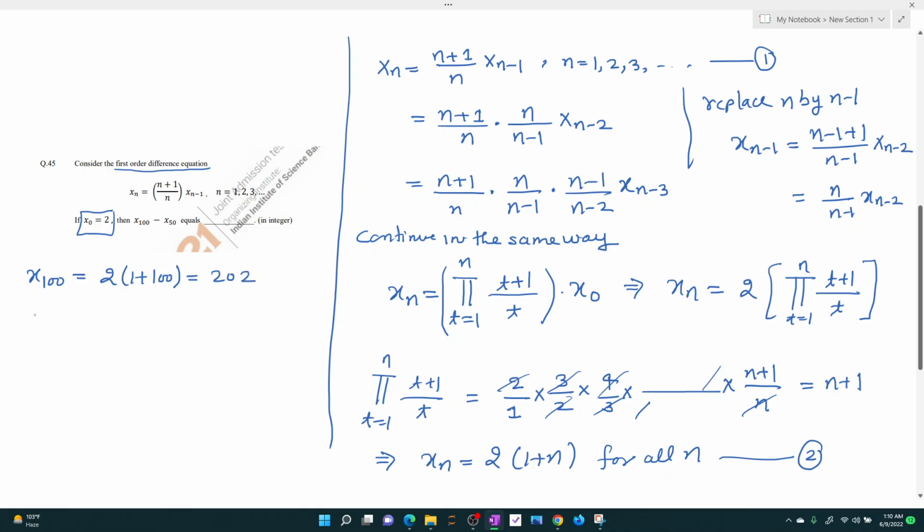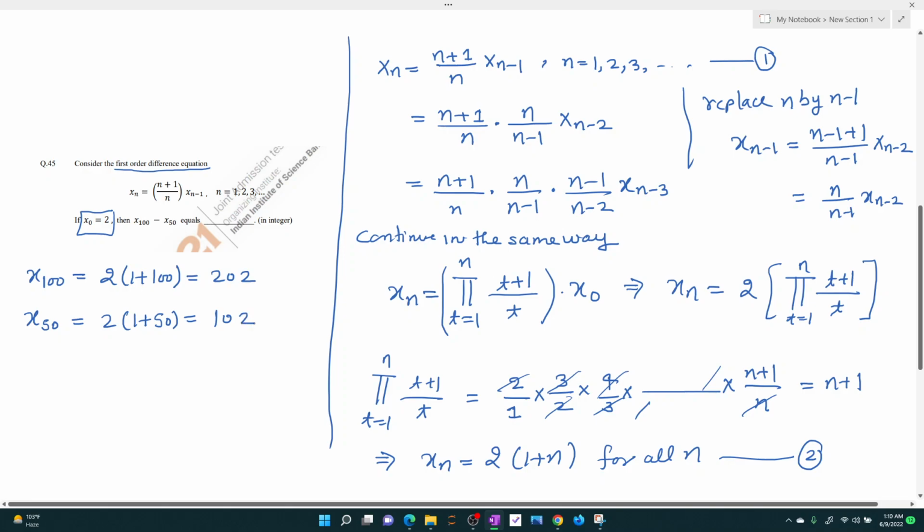Agree? Similarly, the value of x50 is nothing but 2 times (1 plus 50), right? So this is 102. They ask for the difference, therefore x100 minus x50 is nothing but 202 minus 102, which is nothing but 100, right? So 100 is the answer here.